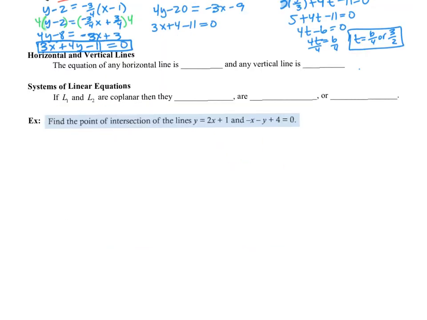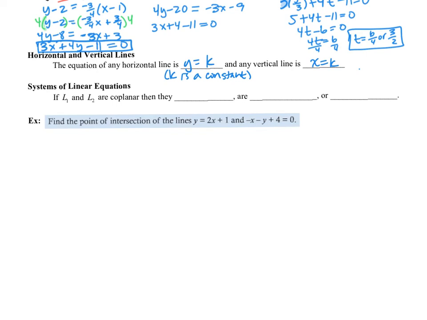Now let's finish up with a couple of review items that you've probably studied before. Let's first of all talk about horizontal and vertical lines. The equation of any horizontal line will always be y equals k, where of course k is a constant, and any vertical line is going to be x equals k, again where k is a constant.